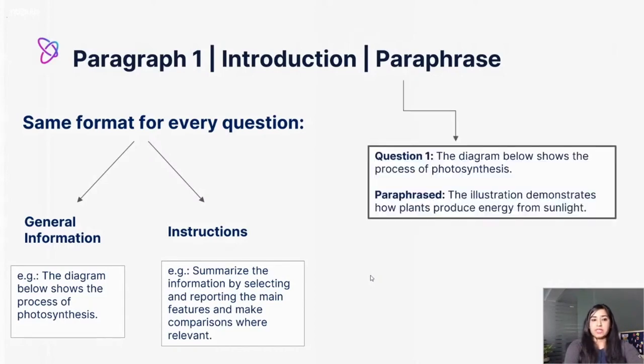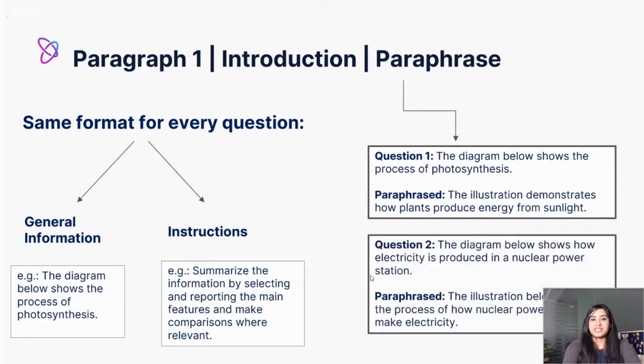So let's take the first example that we have. The diagram shows the process of photosynthesis. A paraphrased line would be, the illustration demonstrates how plants produce energy from sunlight. See how it's paraphrased? We've done, the diagram below shows, instead of saying that, we said the illustration demonstrates. We've used synonyms and different words to convey the same meaning, but in a better way. Okay, how plants produce energy from sunlight. That is basically the definition of photosynthesis. So we've taken the definition and put it in our introduction.